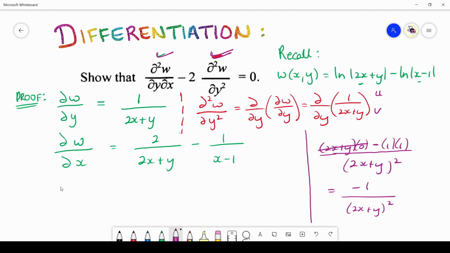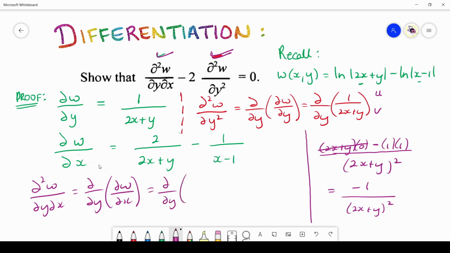So to find that, let's see. The second partial of w with respect to y and x is broken up into the partial with respect to y of the partial of w with respect to x. And that's the same as the partial with respect to y of, we found this to be equal to this long thingy over here. So we're going to write it out. 1 over x minus 1. And it looks long, but it doesn't look too bad, because we're differentiating with respect to y. So immediately, upon differentiating, this whole term will just go to 0. So we're really just differentiating the first term there.